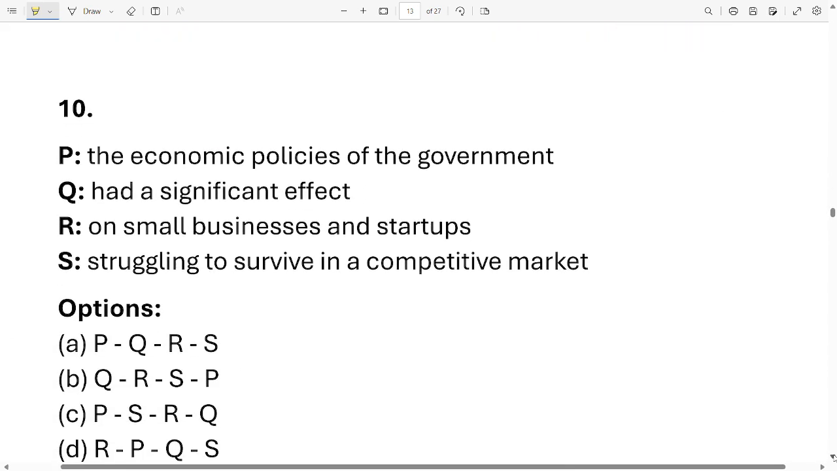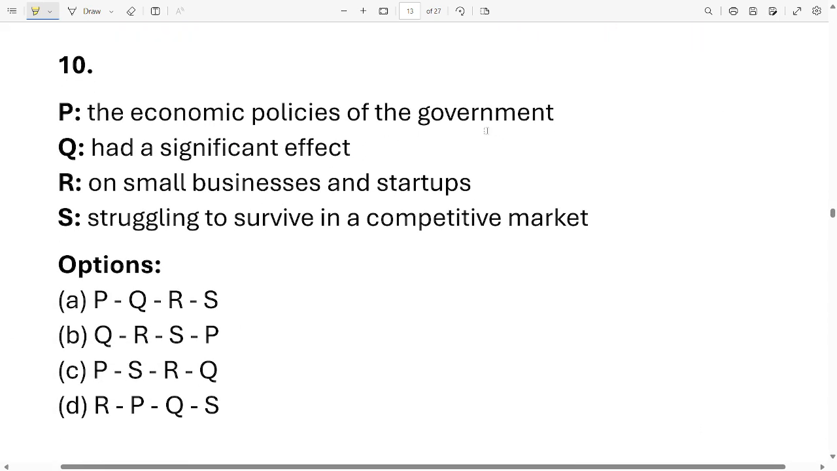Okay, next one. The economic policies of the government has a significant effect on small businesses and startups struggling to survive in a competitive market. These are the four sentences. Rearrange it in proper order. It is in systematic order only. It's one, the economic policy of the government has a significant effect on small business and startups struggling to survive in a competitive market. So it is P Q R S. Which option is having it? It is option A, P Q R S.